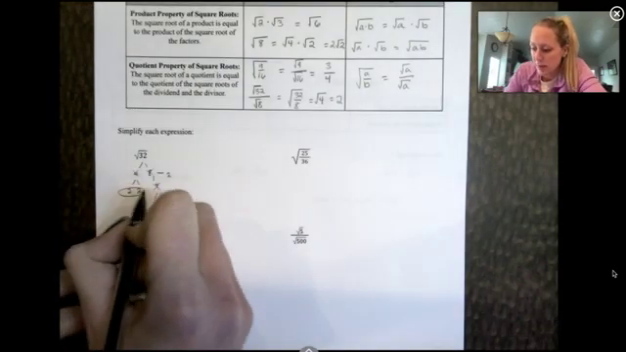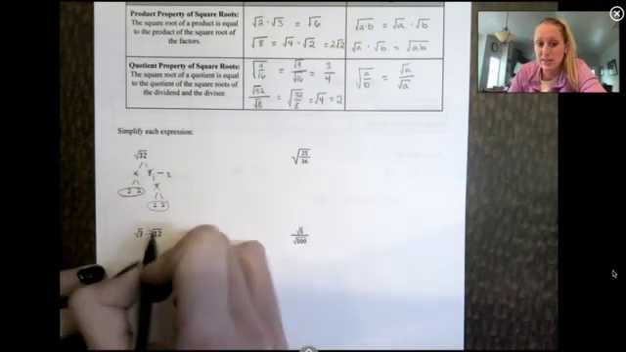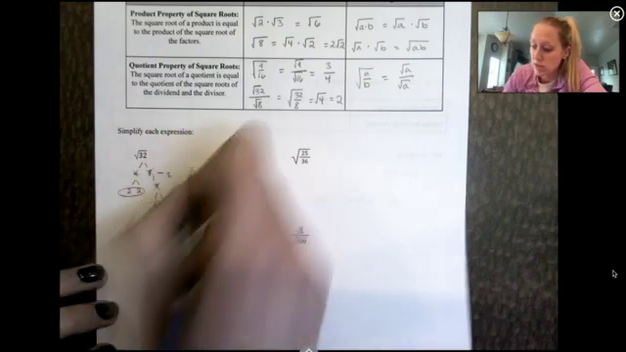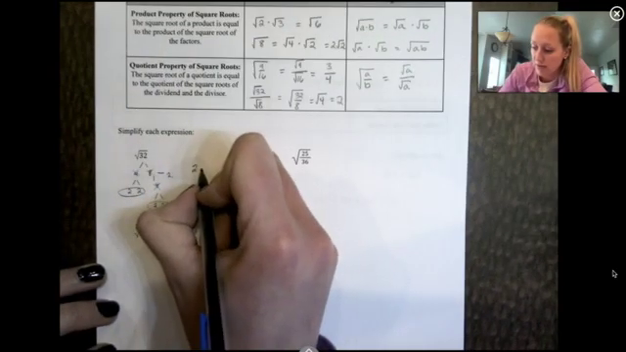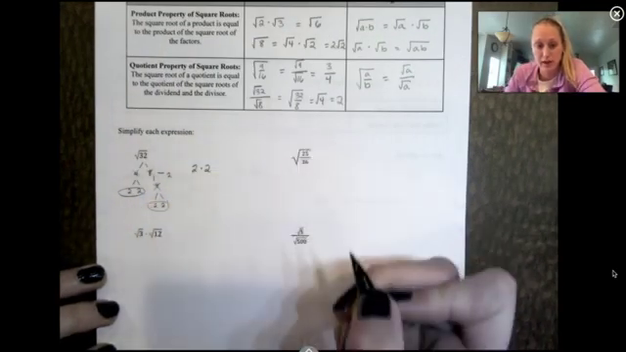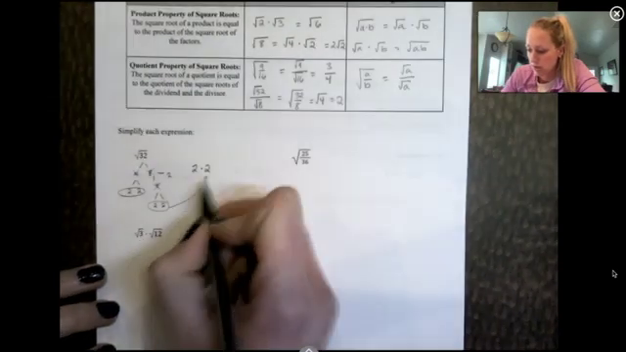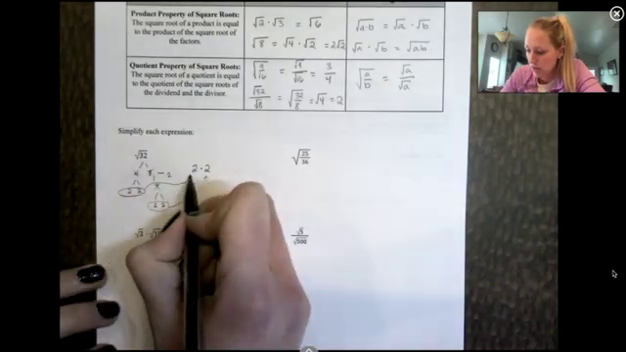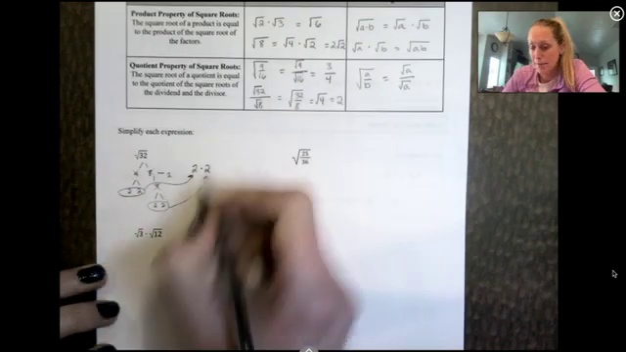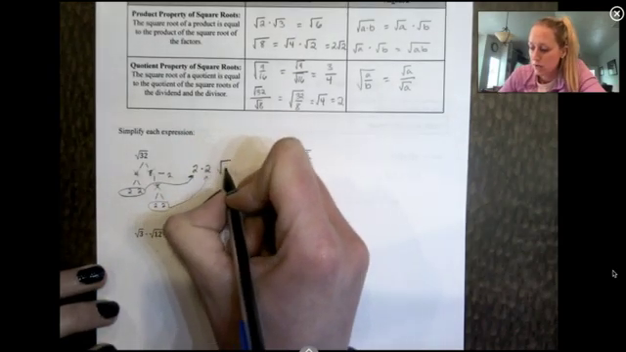So if I have a pair of 2's and a pair of 2's, that means I'm pulling two 2's out front of the radical. And if I have more than one number, I'm going to multiply them. So this 2 here, this 2 here. Anything left not paired goes underneath the radical.